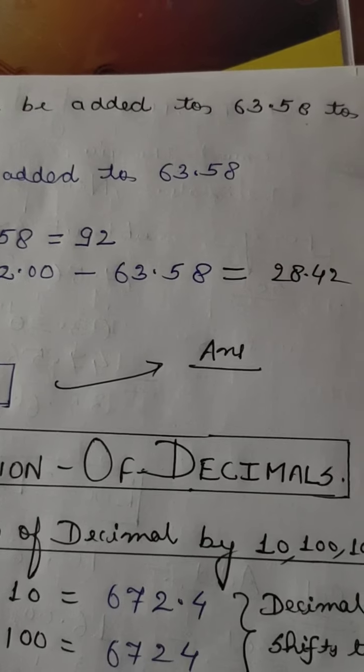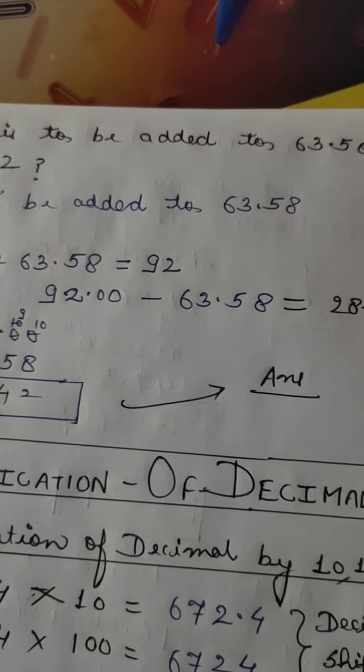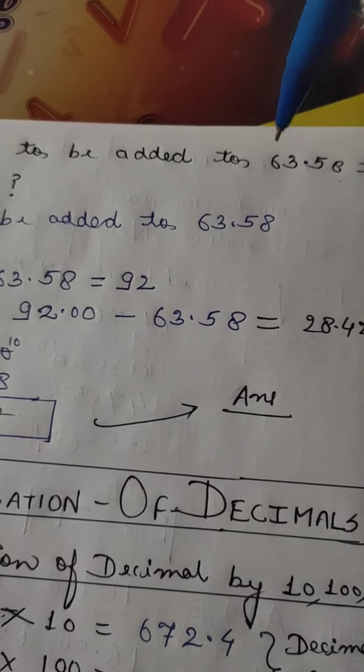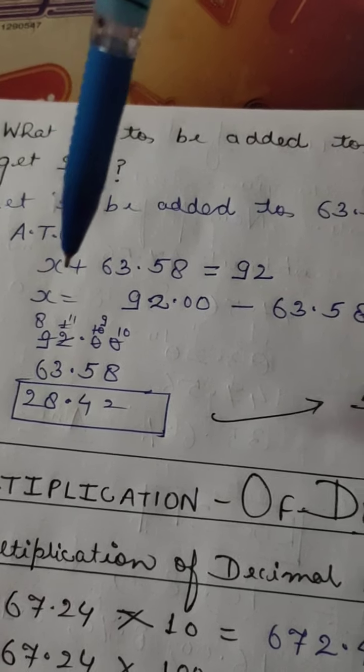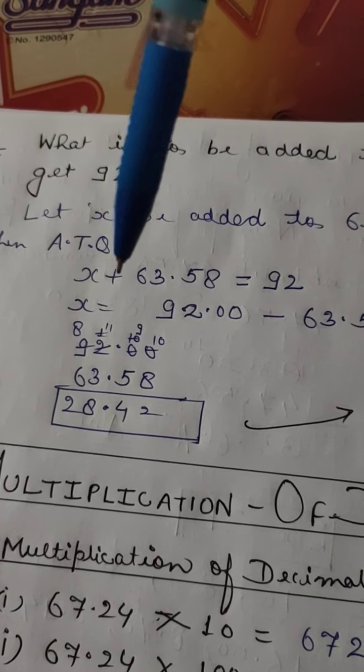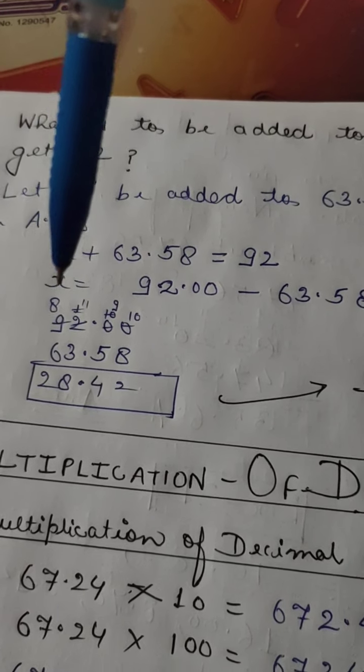Next, coming on to one of the language problems, question number 18. What is to be added to 63.58 to get 92? That means you have to find what number should be added to this number so that the result is 92. So according to the question, let x be added to this number. So what is the equation? x plus 63.58 will give us 92.